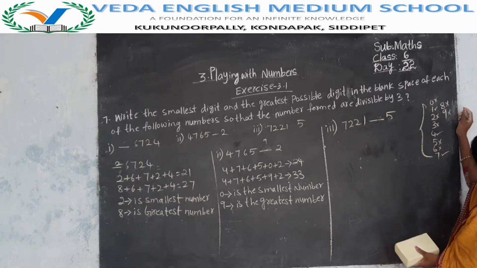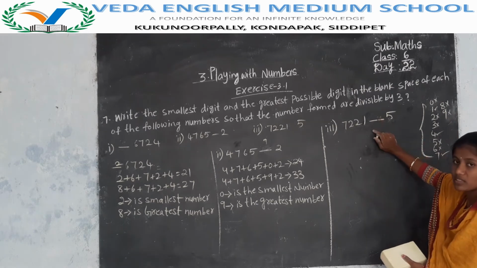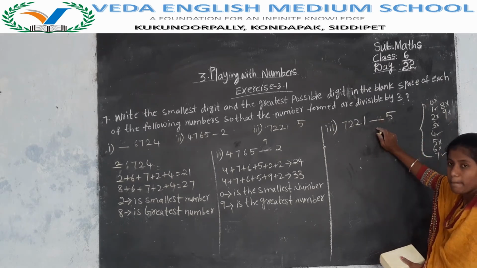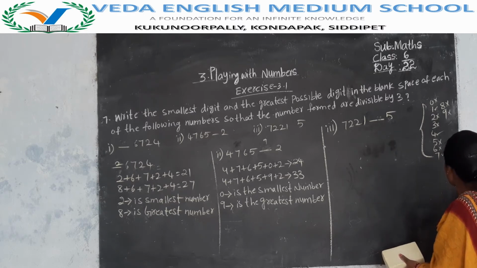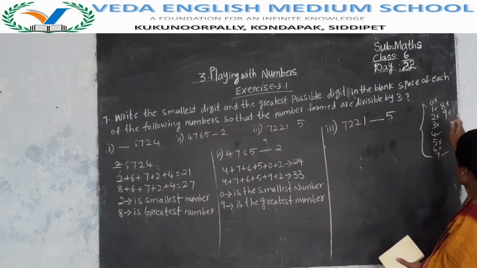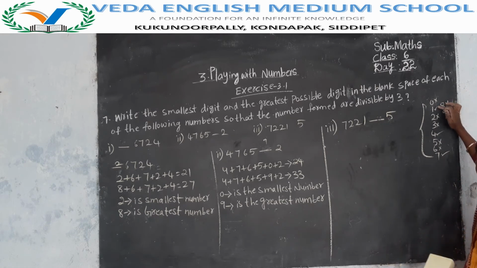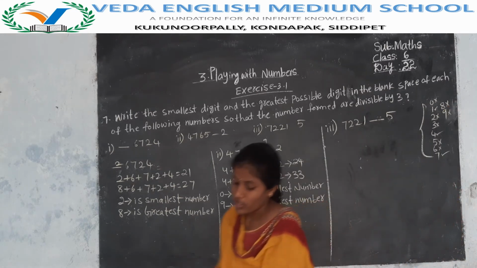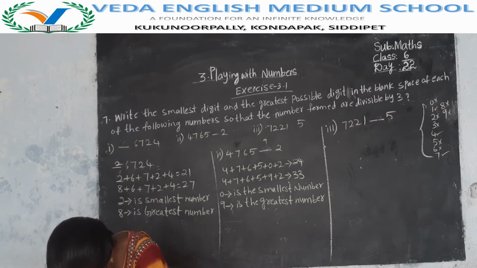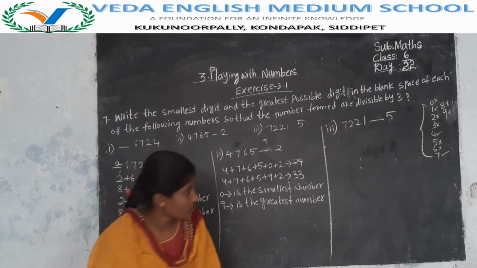So, 12 plus 9, 21 plus 5, 26. Yes, it is not possible. So, with 1 and with 4, 7. These three digits are possible. Smaller number is 1, greater number is 7. So, 1 and 7 both are possible. The smaller number is 1, greater number is 7.